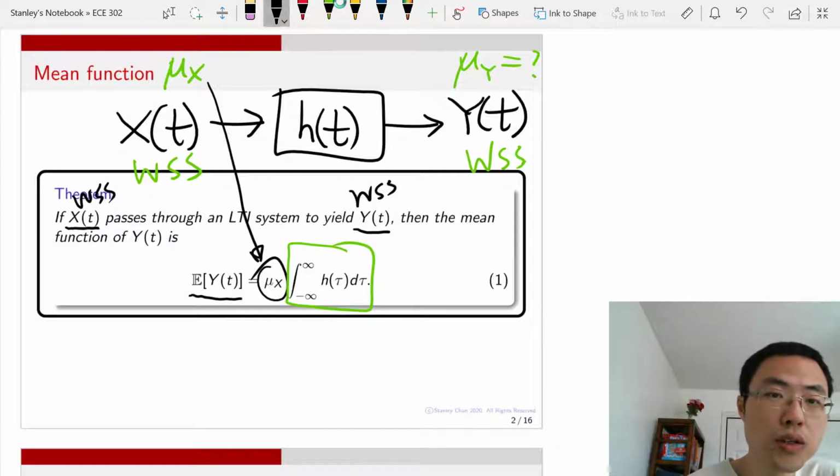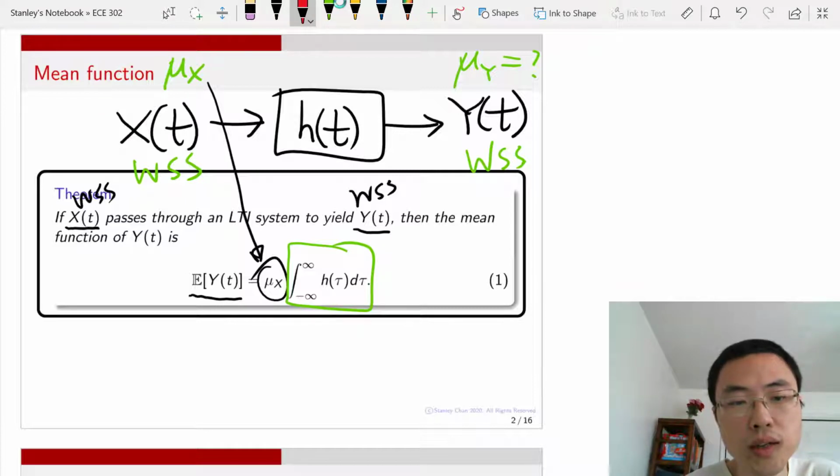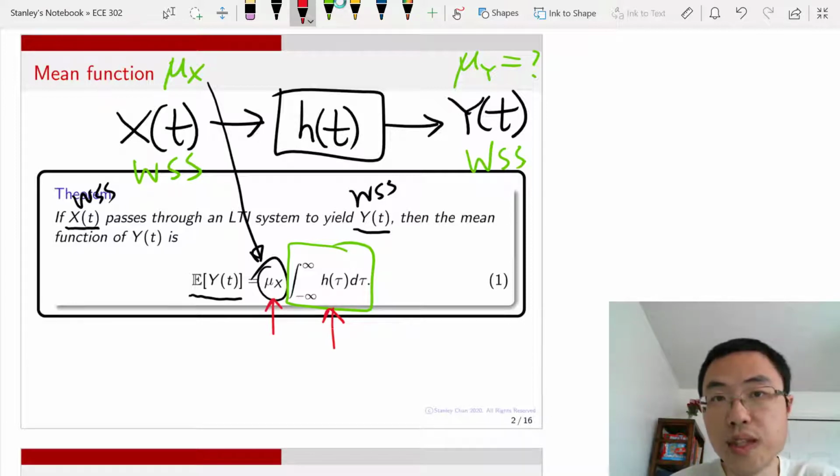All right, so if this is true, of course we haven't proved it yet, it tells us a couple of interesting things. Number one, yes, the mean of y is a constant as given by this equation. It doesn't really change over time. This is a constant in time. This is also a constant in time because you have already integrated over all the possible timestamps.